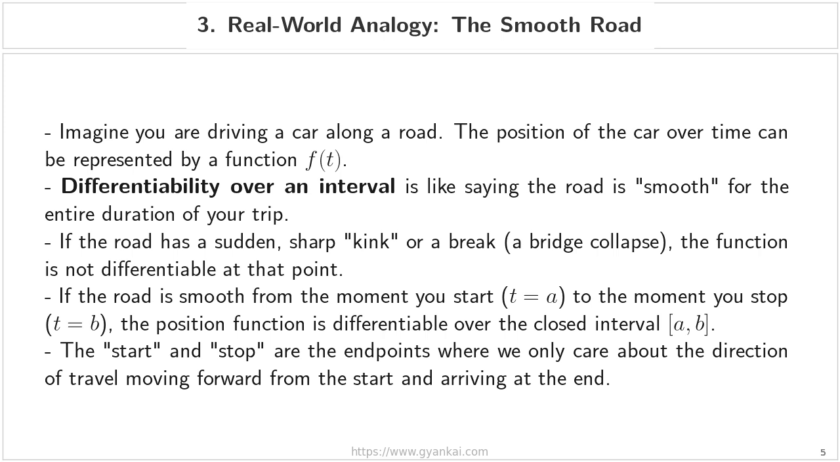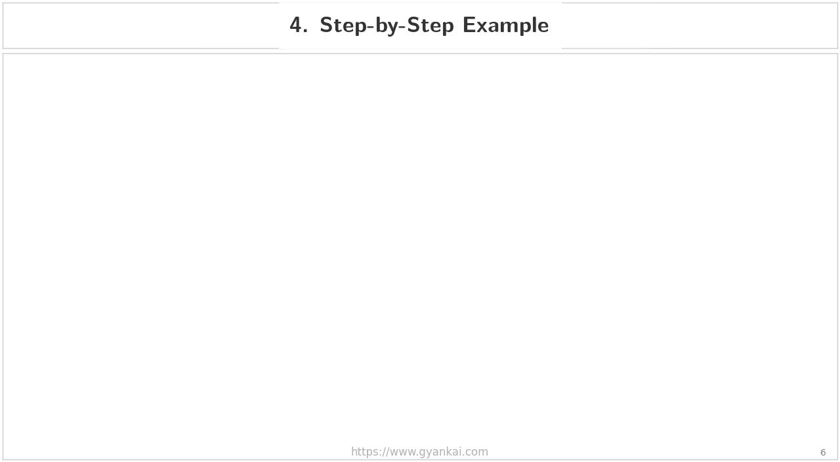This ties back to our previous discussion on boundaries. The start and stop points are our endpoints. Here, we only care about the direction of travel as we move forward from the start and as we arrive at the end. With this conceptual understanding of smoothness in place, let's move forward and apply these rules to a concrete mathematical example. Step-by-step example.